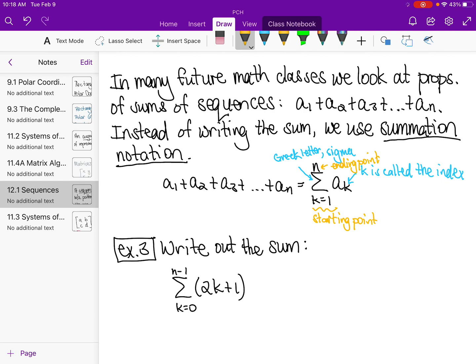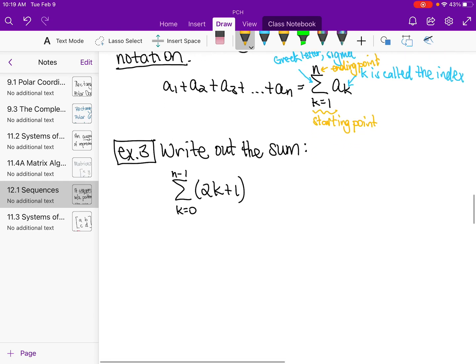In many future math classes, we look at properties of sums of sequences. So this is a big topic in Calc BC. Instead of listing A1, comma, A2, comma, A3, etc., we're actually adding the terms together. So instead of writing the sum the long way, we use summation notation. It looks super scary and overwhelming. It's not that bad, okay? Trust me. These two things are equivalent at the top of the page.